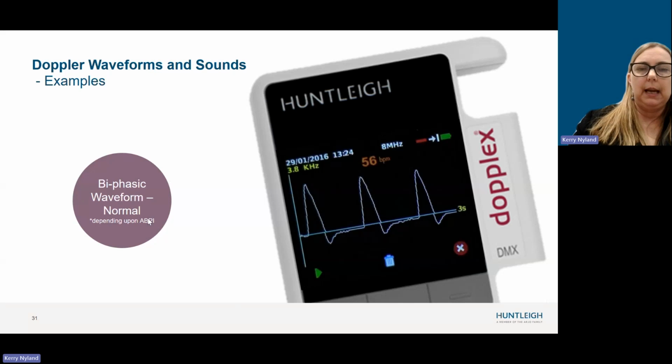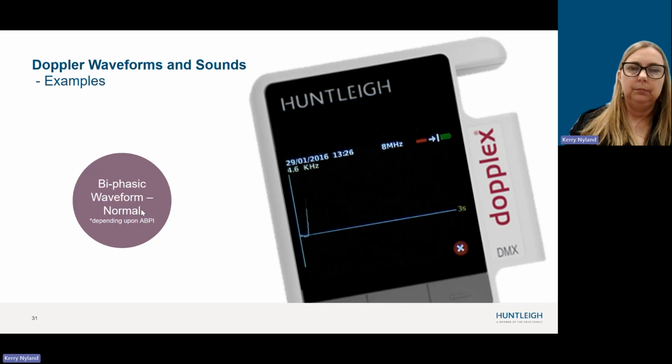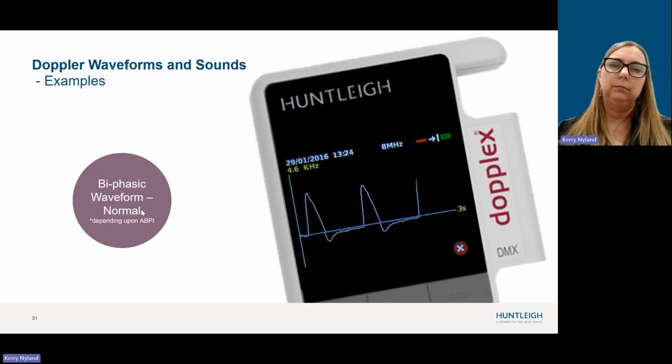The next clip shows a biphasic waveform. You can see there you've lost that third phase, but that's quite normal in the aging process. Let's have a listen to that one. Okay, so you're hearing two sounds there.